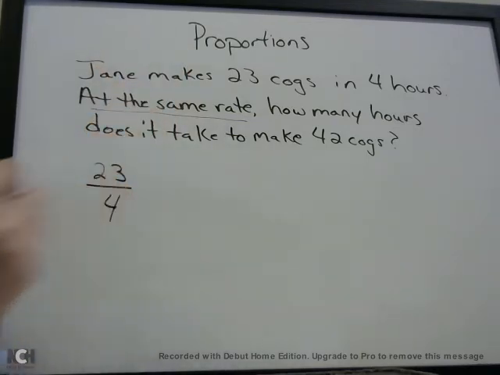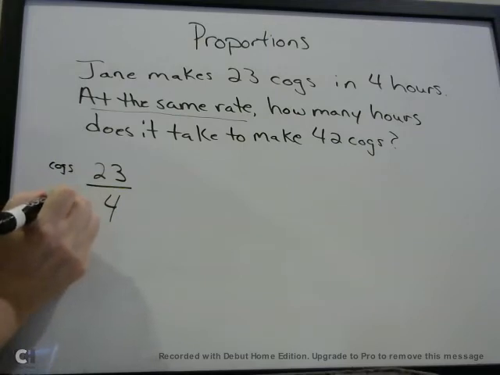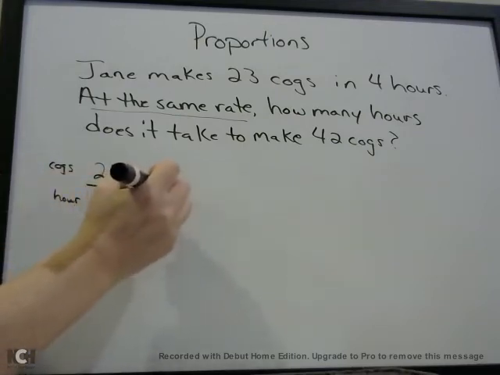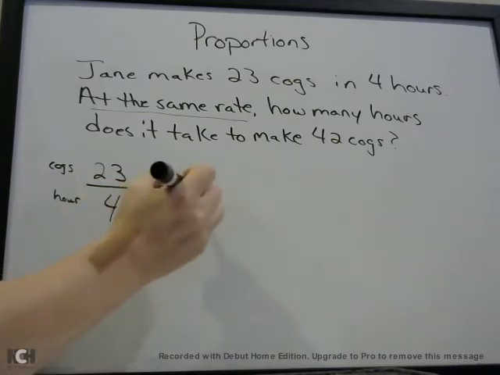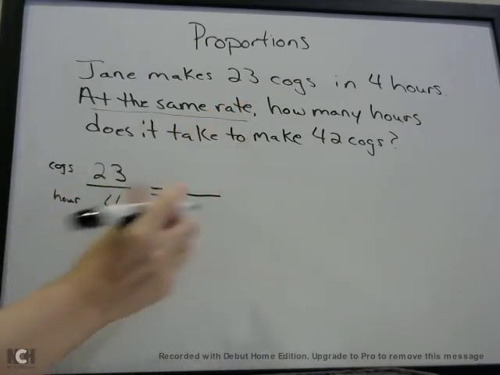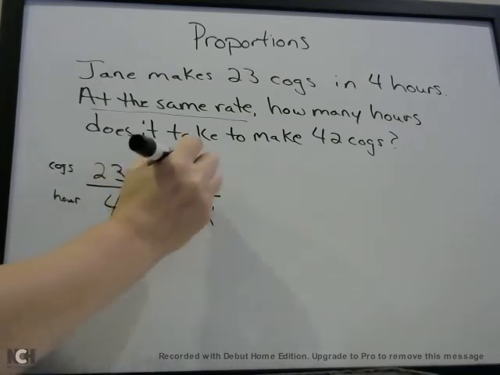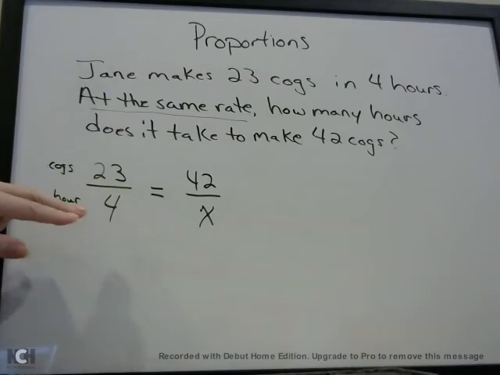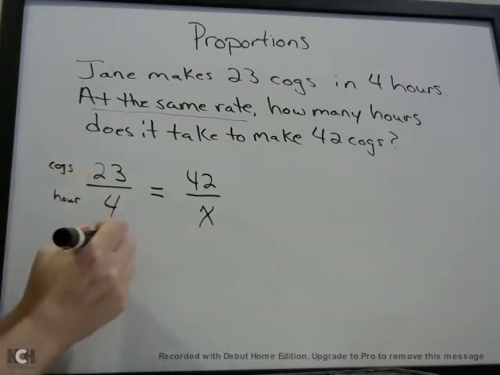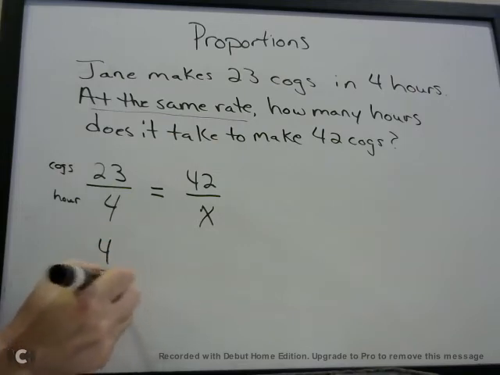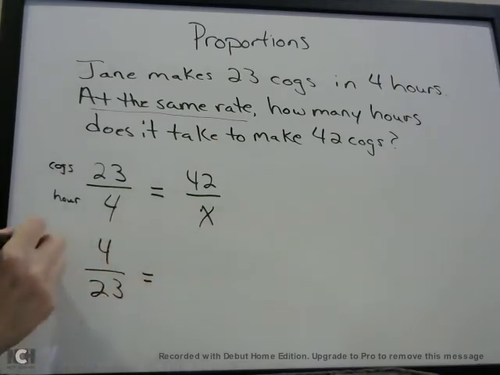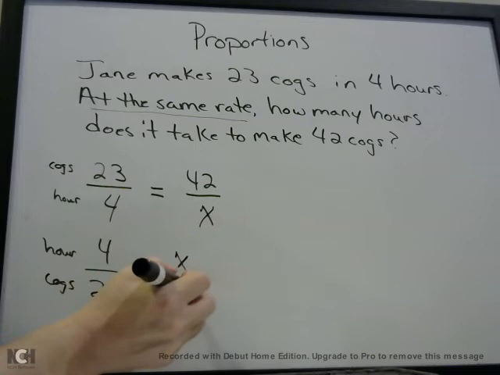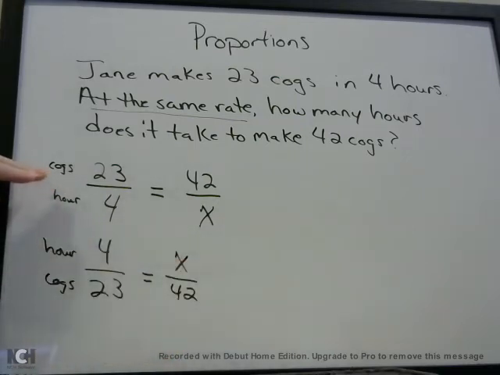So again, it doesn't matter which one you put on top or which one you put on the bottom, but you have to be consistent when you go into your second ratio. So that's going to equal how many hours does it take, so we again don't know how many hours it takes to make 42 cogs. So again, as I said, it doesn't matter which one you put on top and which one you put on bottom. If we said 4 over 23, then when we do this, we have to write it x over 42. It doesn't matter if we set the problem up like this or we set the problem up like this, we're going to get the same answer.